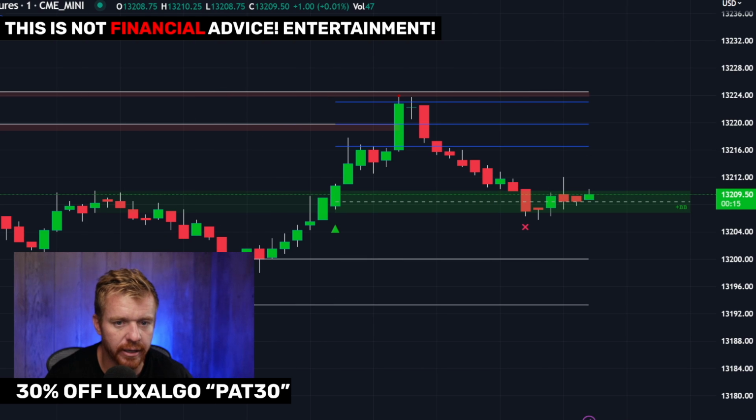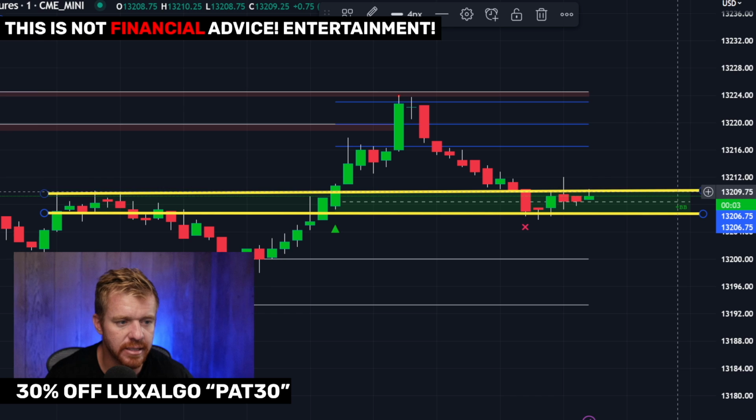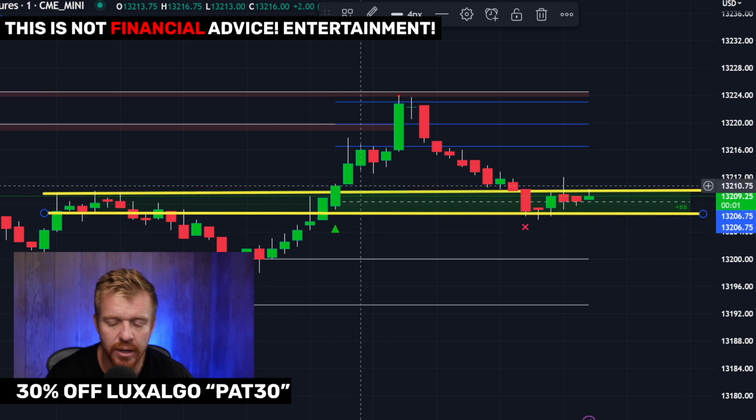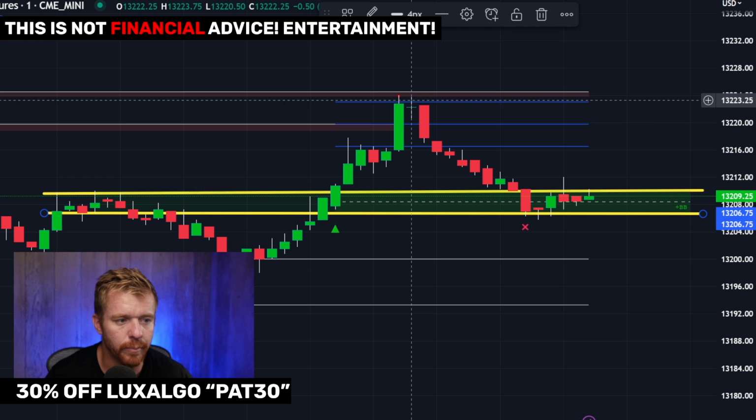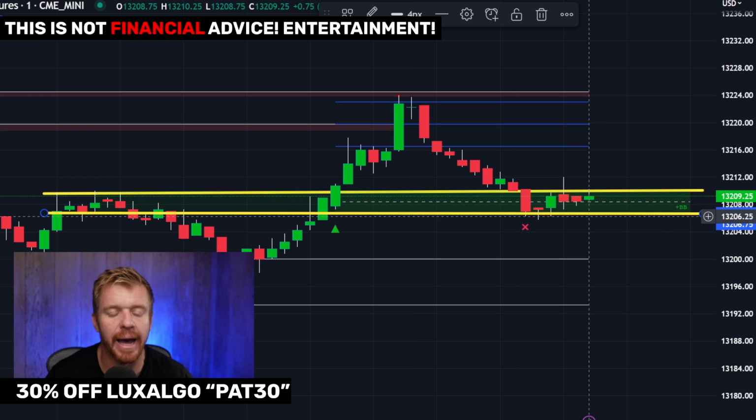What a breaker block here is, you can see that we broke through this area. This is where we broke through this block, this order block here. We broke through there. We pushed up to the 22s. We pulled back into here.